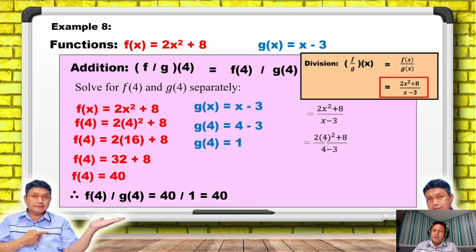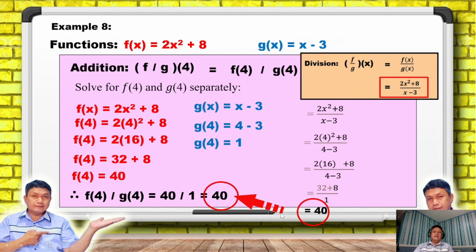So, what is 4 times 4? So, 16, di ba? Kaya magiging 2 times 16 plus 8 over 4 minus 3. And we have 32 plus 8, and 4 minus 3 is 1. And 32 plus 8 is equal to 40 over 1 and that is also 40. So 40 pa rin ang lumalabas. So ganyan lang po ang gagawin natin kapag naka-encounter tayo ng may value ang x. Okay, so sana po ay naintindihan ang ating example number 8.